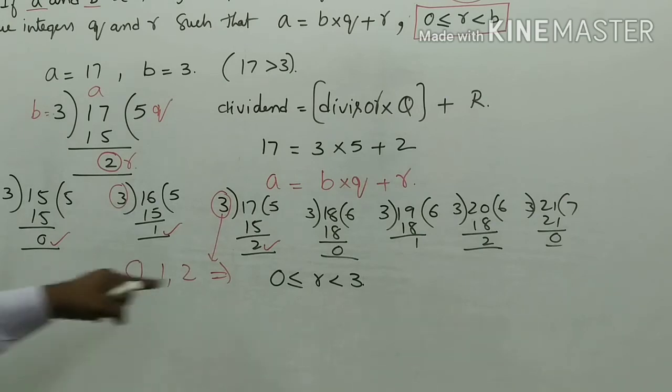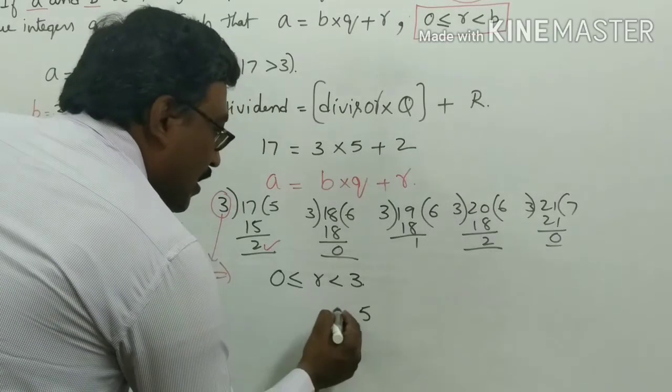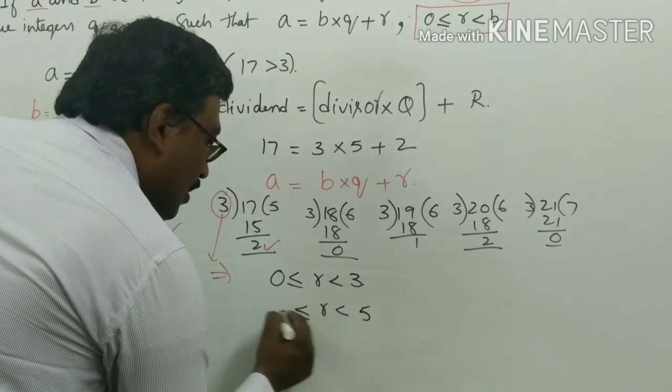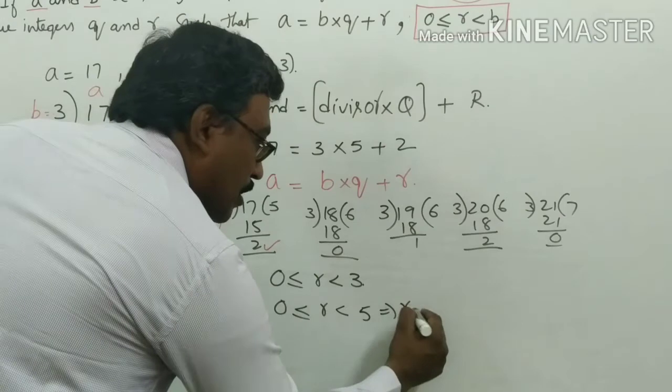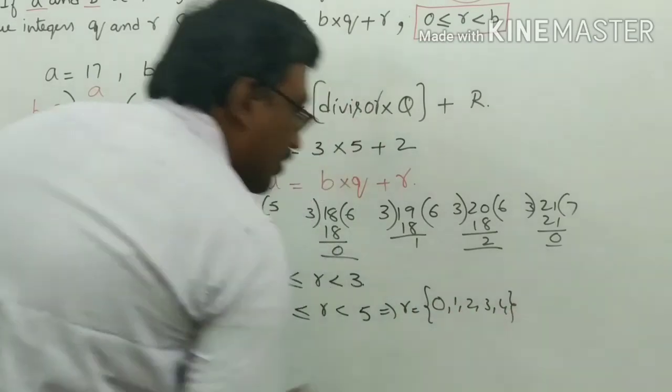Suppose I change my divisor to 5. Then you will get the possible remainders 0, 1, 2, 3, 4.